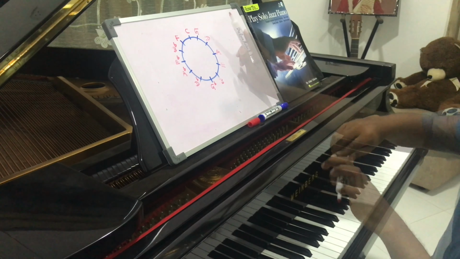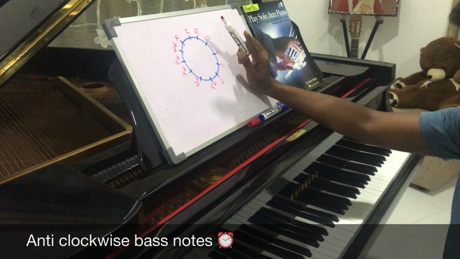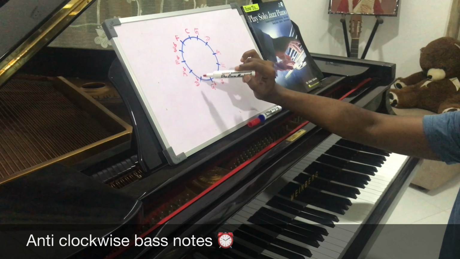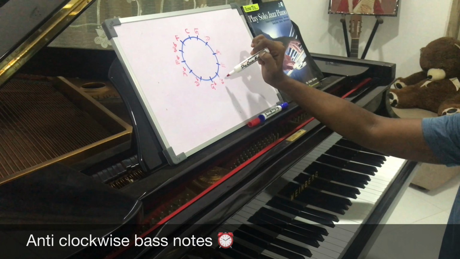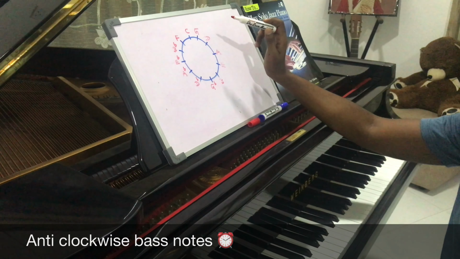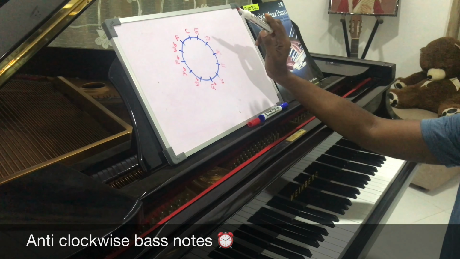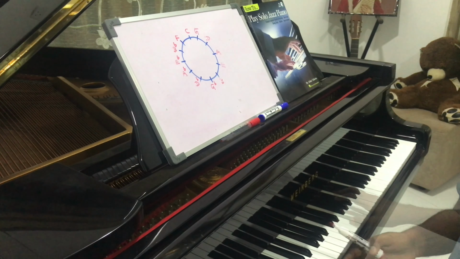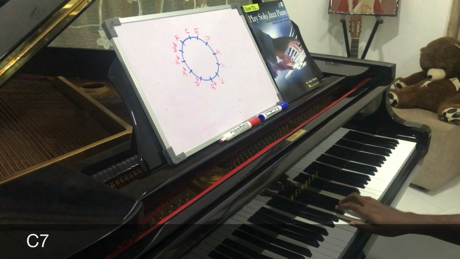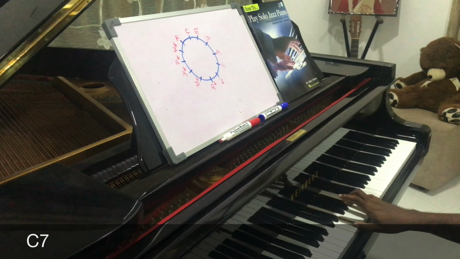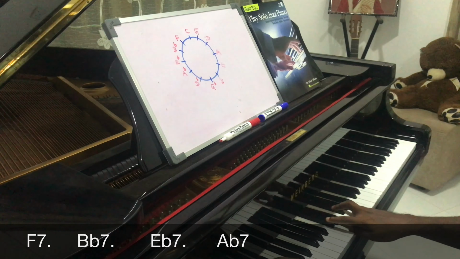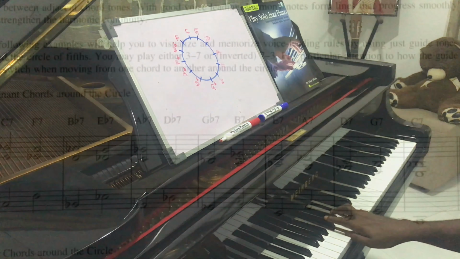So these bass notes go anti-clockwise: C, F, B flat, E flat, A flat, D flat, G flat, B, E, A, D, G, C. We came back to C. The right hand is going chromatically. E and B. This is C 7th. This is F 7th, B flat 7th, E flat, A flat.